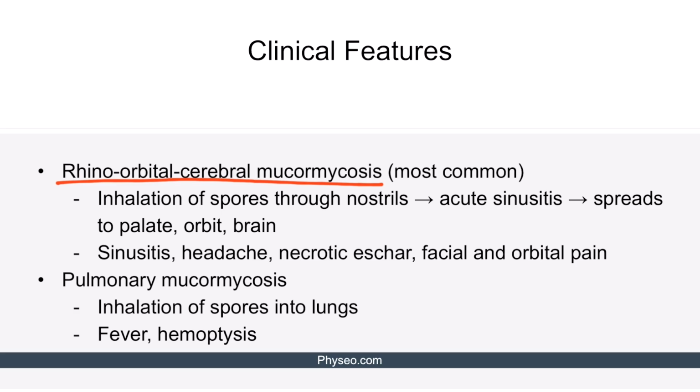As the infection spreads beyond the nasal sinuses, it can cause tissue necrosis and formation of a necrotic eschar over the palate, nasal mucosa, or the skin surrounding the orbit. This can also cause facial and orbital pain in patients. Pulmonary mucormycosis occurs after inhalation of spores into the lungs and can present with fever and hemoptysis.